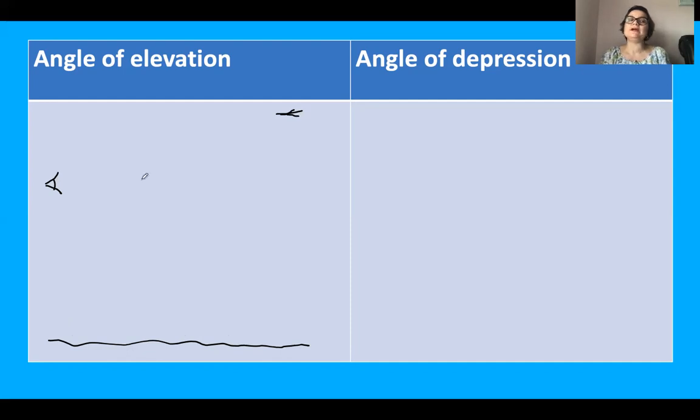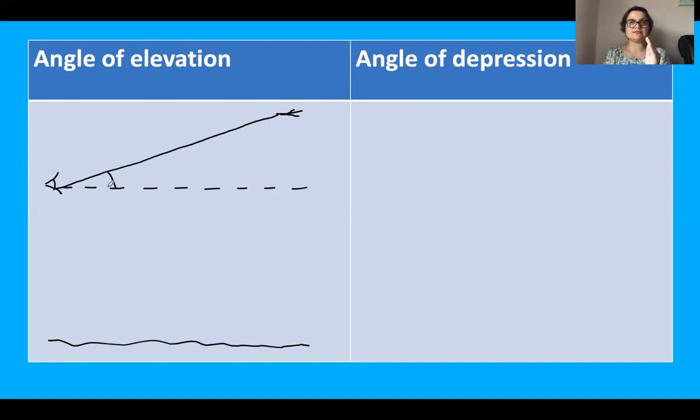Now, where is the angle of elevation? If the angle goes upwards, to draw the angle of elevation, the first thing you need to do is to draw a horizontal line with the ground. The horizontal line. This is where the majority of the misconceptions happen. So draw the horizontal line with the ground, and then from the observer to the object, draw a line, just like that. And the angle of elevation is here.